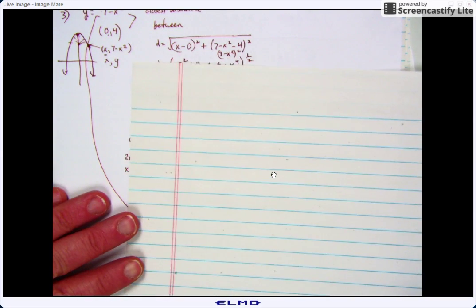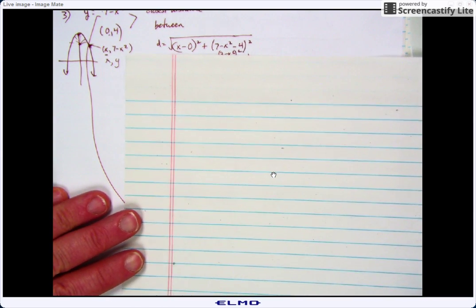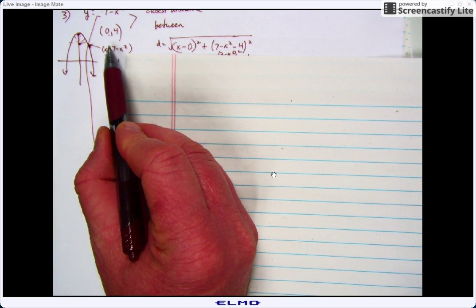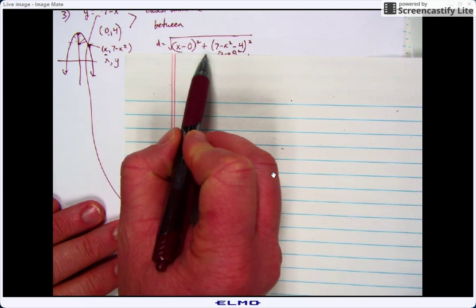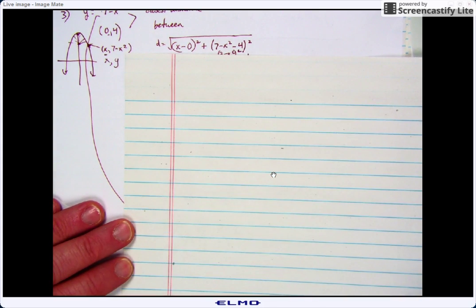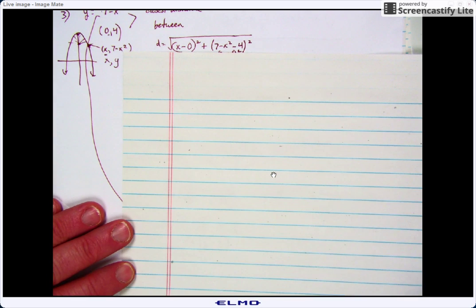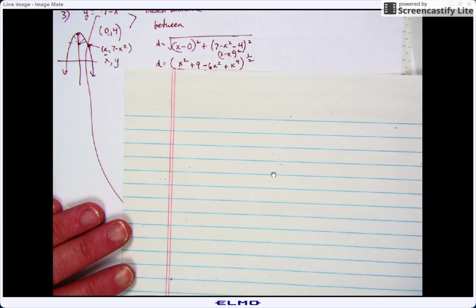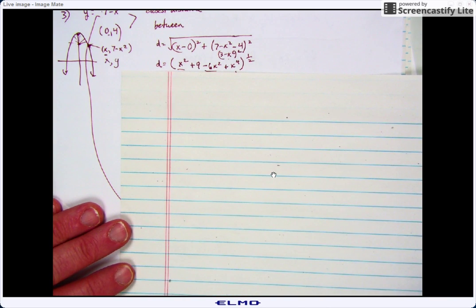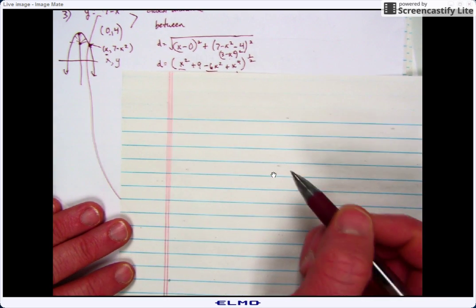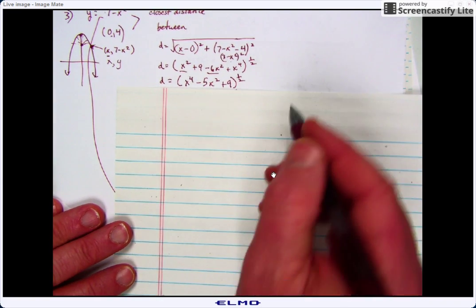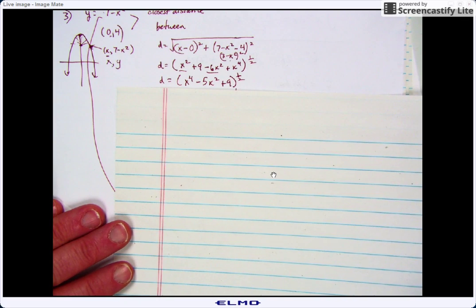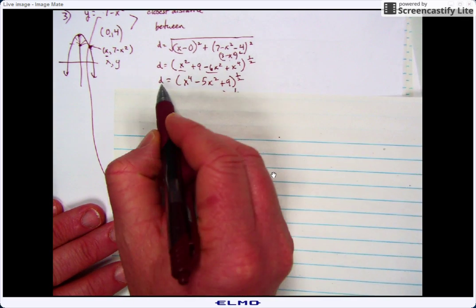So the distance formula is x minus x, so our specific x and our general x, and y minus y. So our y minus y is 3 minus x squared. When you square that, you get 9 minus 6x squared plus x to the fourth. When you square x, you get x squared. So our actual expression for any distance, at any given x value, is right there. So we're going to minimize that.